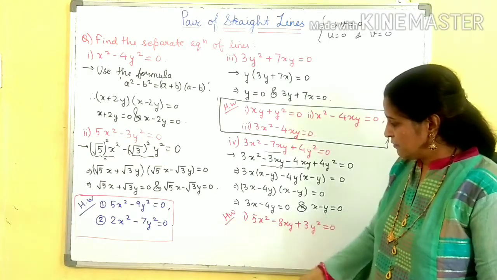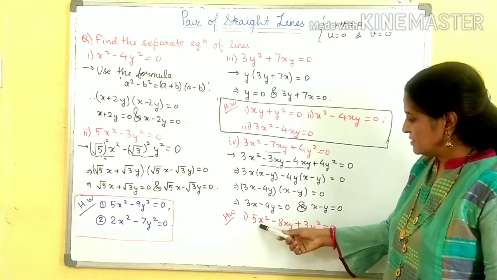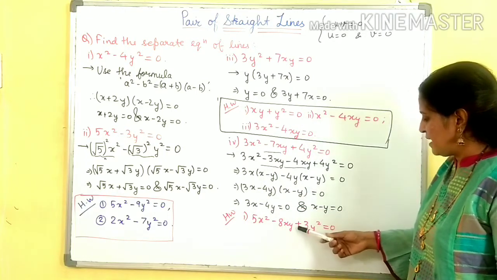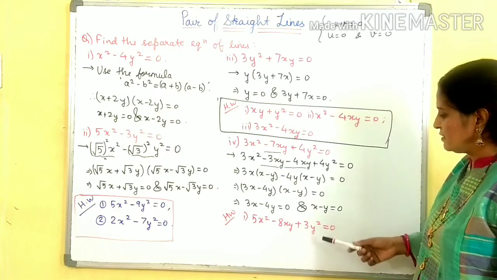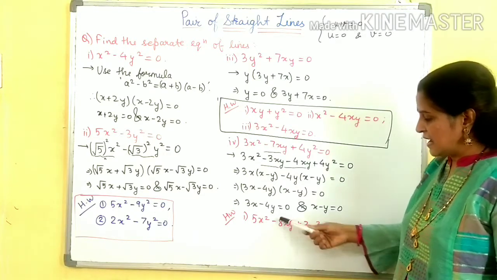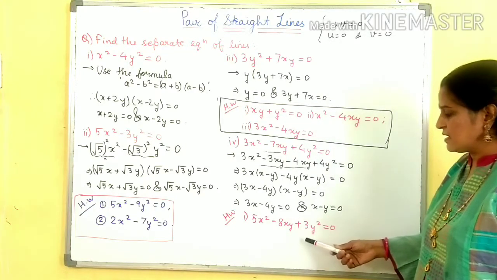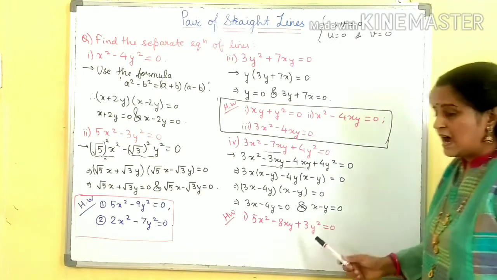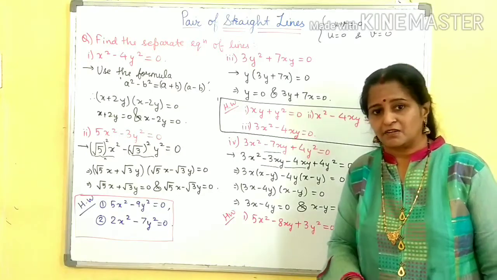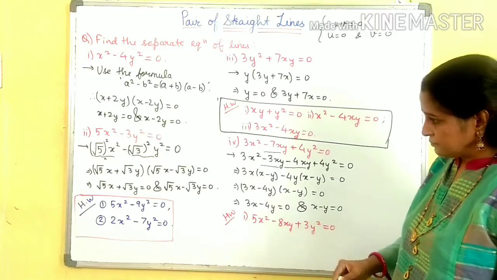Again, homework for the same example: 5x square minus 8xy plus 3y square is equal to 0. Again you have to split minus 8xy as minus 5xy minus 3xy and get the answer for the separate equations of lines.